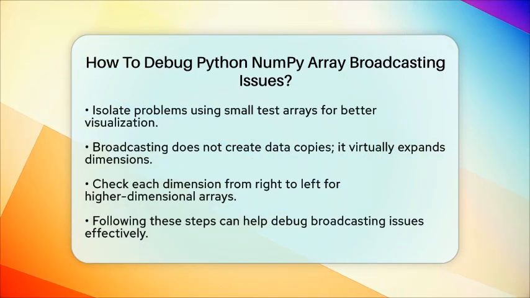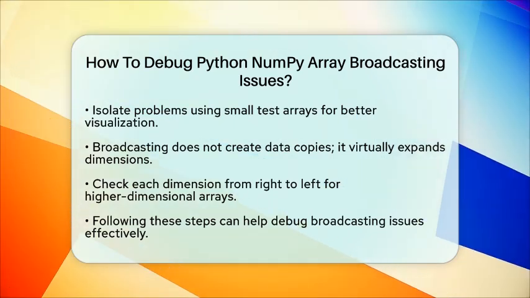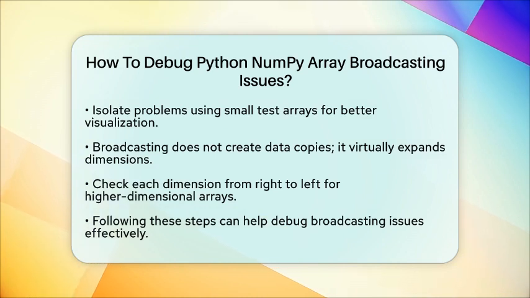Another practical tip is to use small test arrays to isolate the problem. This can help you visualize how the shapes align and what NumPy expects. Remember, broadcasting does not create copies of data. It virtually expands dimensions with size 1. If you are working with higher dimensional arrays, make sure to check each dimension from right to left.